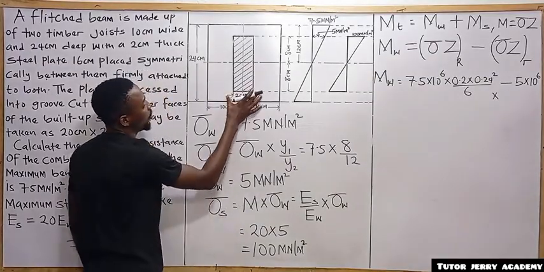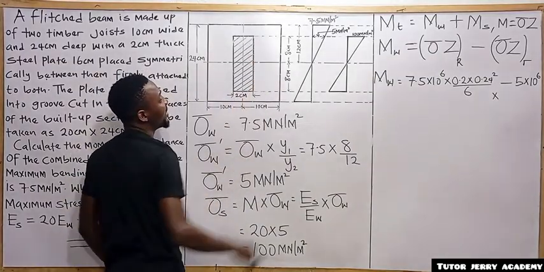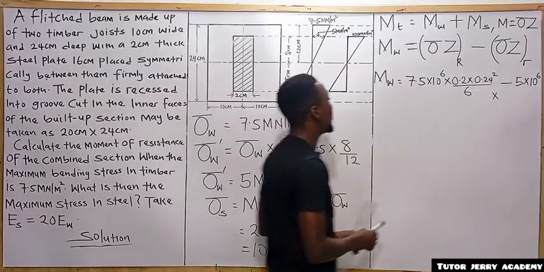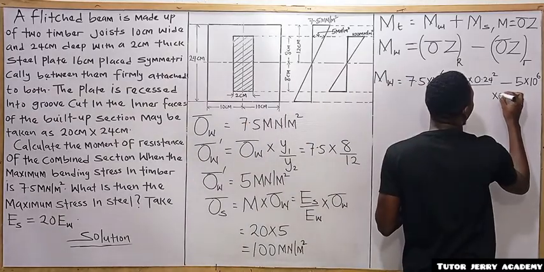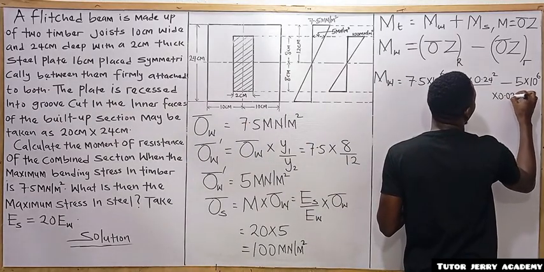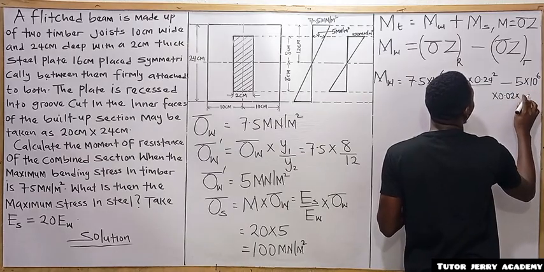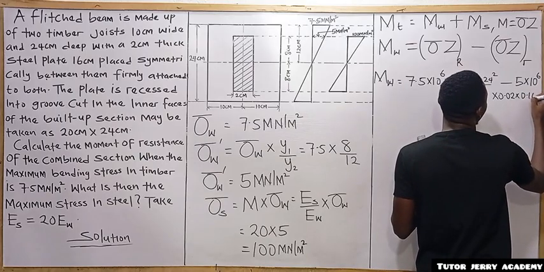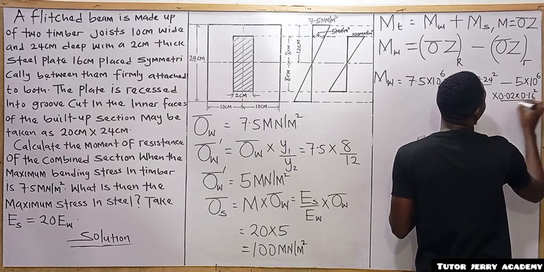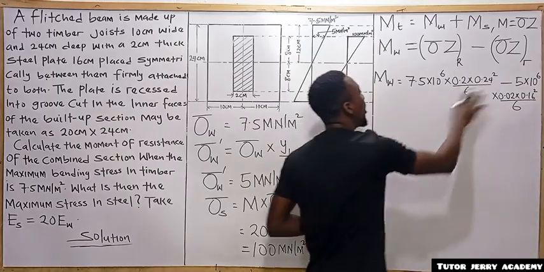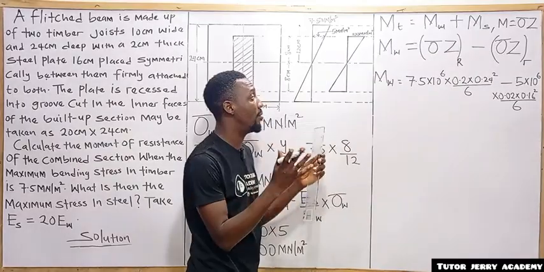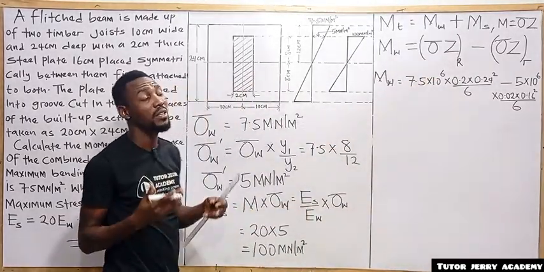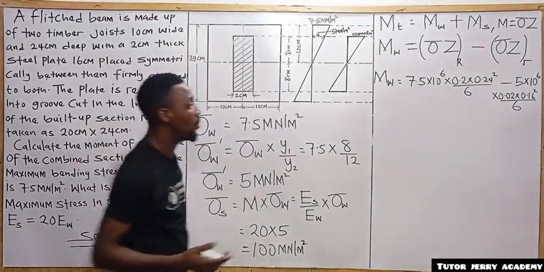So the base is 2 and the depth is 16. So if we divide 2 by 100, we are going to have 0.02 multiplied by the depth, which is 16. 16 divided by 100, that's 0.16 squared divided by 6. I hope you know how all these things come back now. The section modulus of a rectangle is BD squared divided by 6. So that is what we apply there.